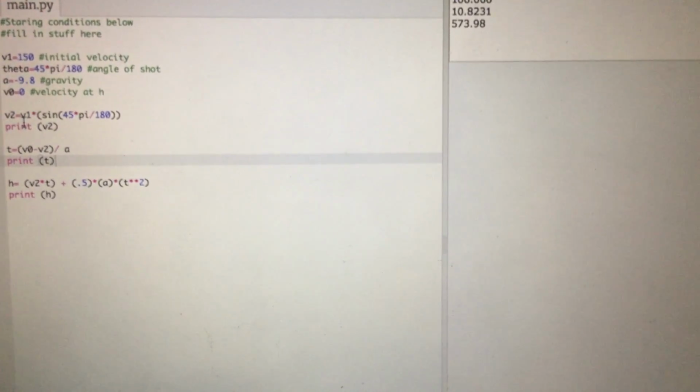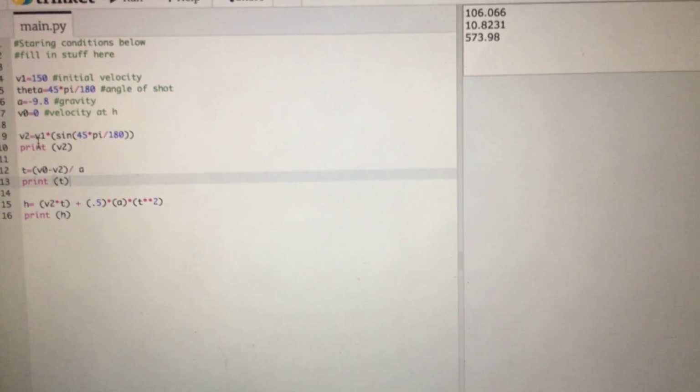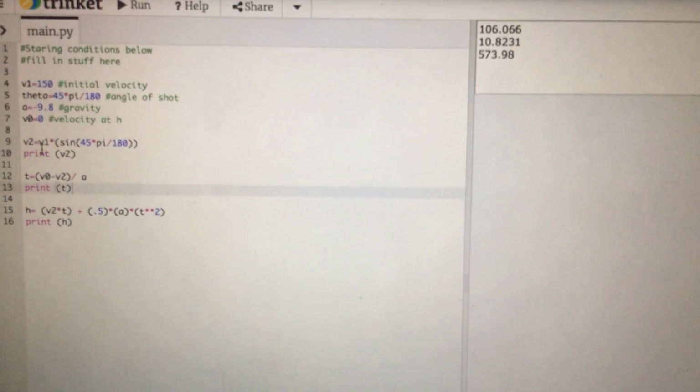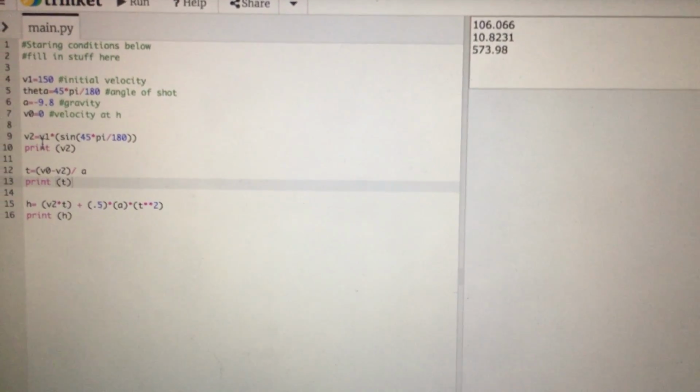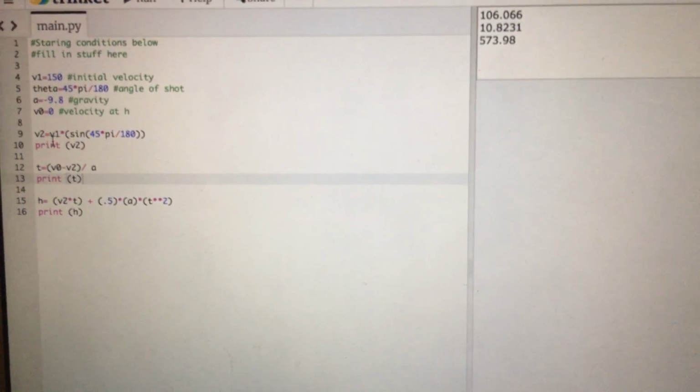Okay, so our problem is a cannon is fired with a muzzle velocity of 150 meters a second at an angle of elevation of 45 degrees. What is the maximum height the projectile reaches? So we're going to be using two different equations for this.